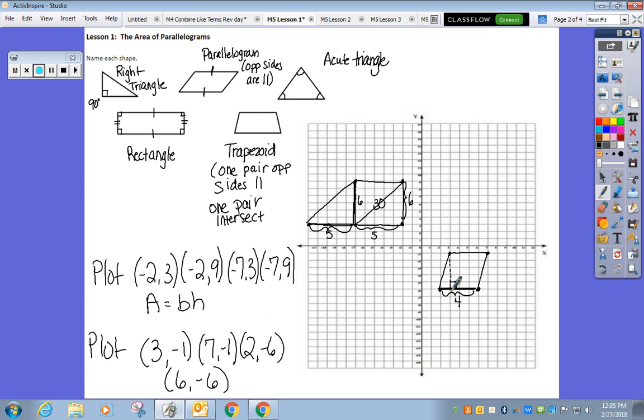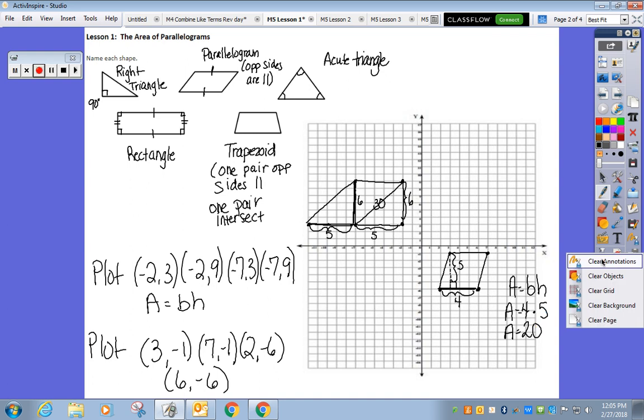So now I would count 1, 2, 3, 4, 5 as my height. So to find the area of this parallelogram, I would do area equals base times height. My base is 4, my height is 5, so 4 times 5 gives me 20. Okay, so we're going to look at some more examples.